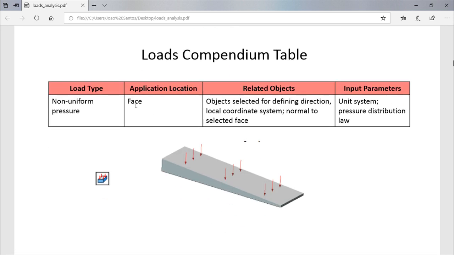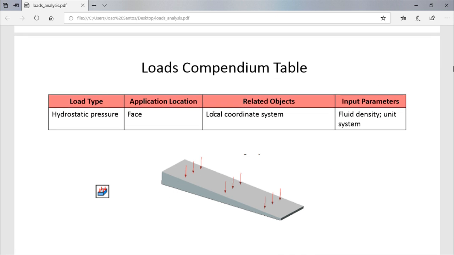Non-uniform pressure, so face, the same as the previous one. This particular case is a little different because we give a pressure distribution law. Hydrostatic pressure, so face and a local coordinate system. In here we give the fluid density and the units.